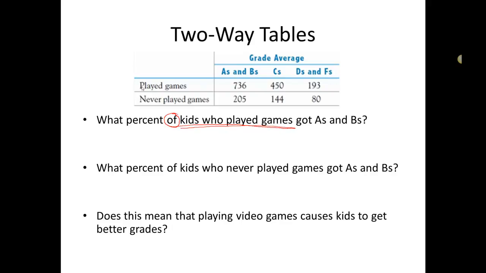So I'm conditioning on kids who played games, meaning I'm basically blocking off this portion of the table and only looking at these values here. When I flipped screens, I lost all my totals, so I'm going to hurry and write those in so we can have those handy. This is just the row and column totals that we calculated on the last page.